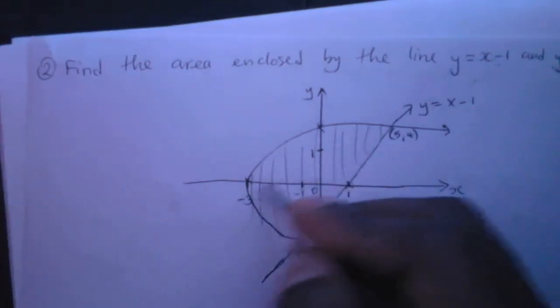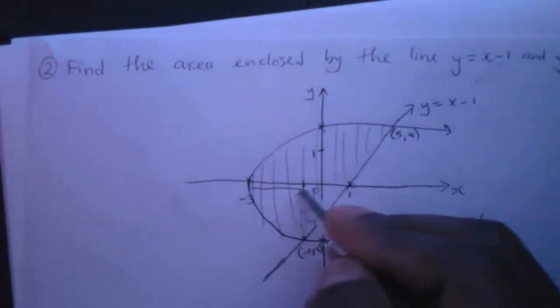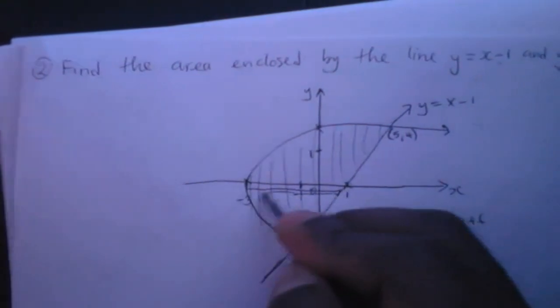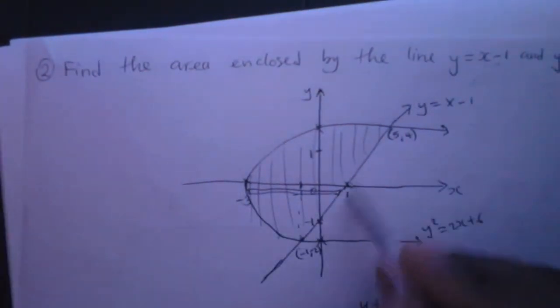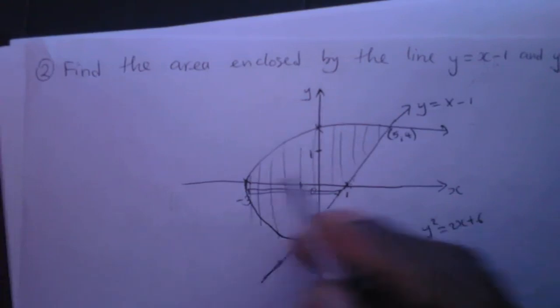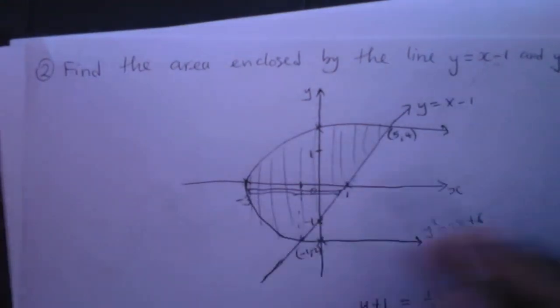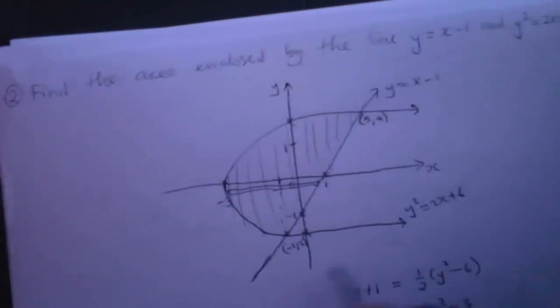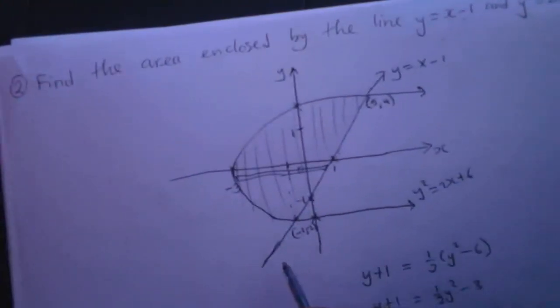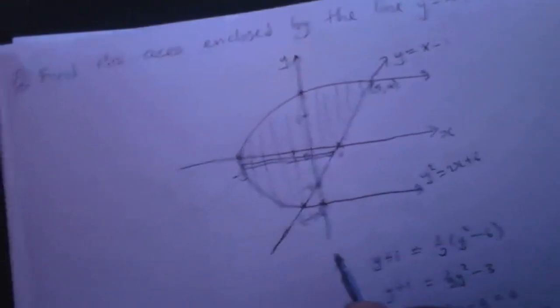However, if I choose to use horizontal histogram, notice the right graph and the left graph doesn't change. The right will always be the straight line and the left will always be the parabola. So it will be better to use horizontal histogram. We don't have to split the integral into two.